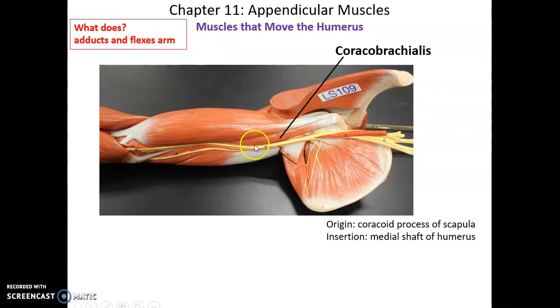And if we look on the medial side of the humerus, we see the coracobrachialis muscle. So let me say that again, coracobrachialis muscle. Coracobrachialis muscle has its origin on the coracoid process of the scapula, and it inserts into the medial shaft of the humerus, and it is involved in adduction and flexion of the arm. So again, this is occurring at the shoulder joint.